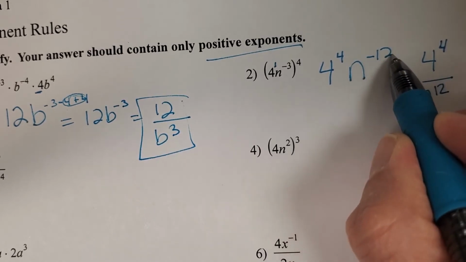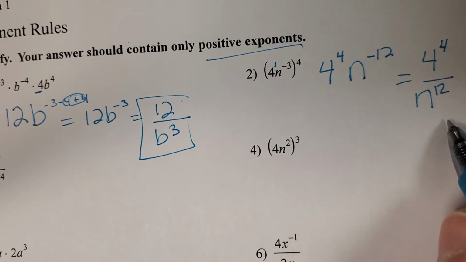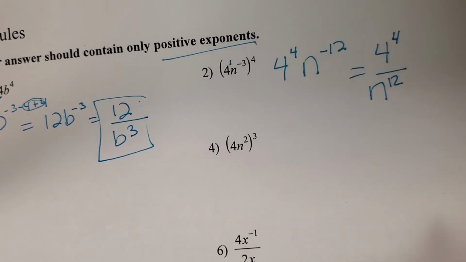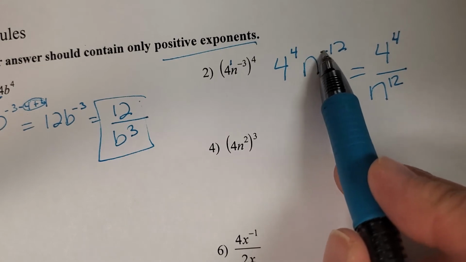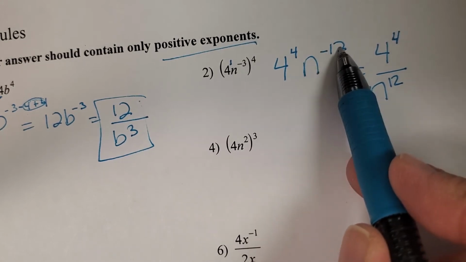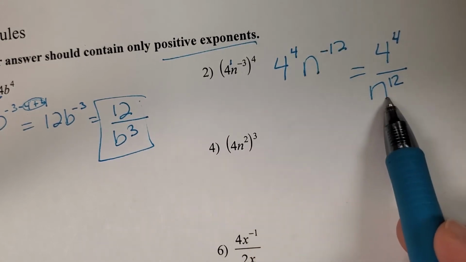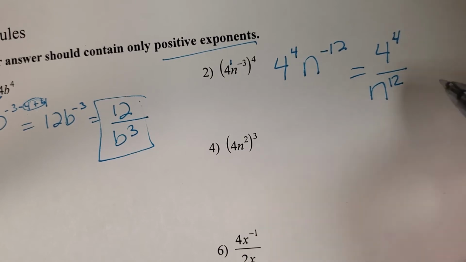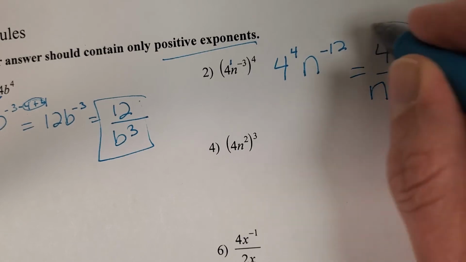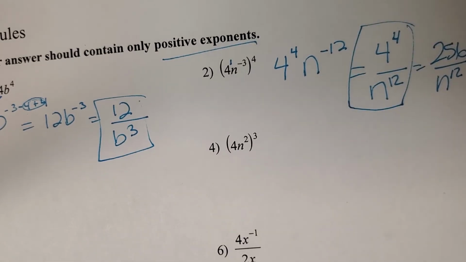But this is a negative exponent, and whenever I have a negative exponent, remember, if I move it to the bottom, it becomes positive. Because it's really asking, hey, that negative means what's the reciprocal of n to the 12th? And the reciprocal of n to the 12th is 1 over n to the 12th. So it goes down there. So you could write it like this. I believe that's 256, but you don't have to. This is an acceptable answer in my world.